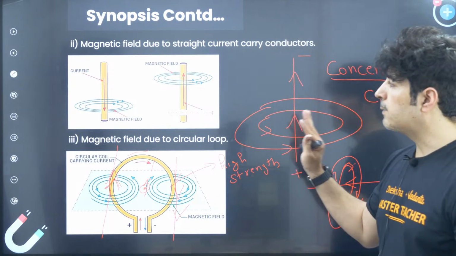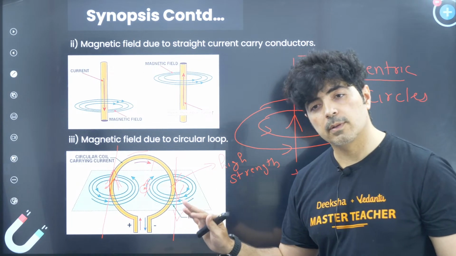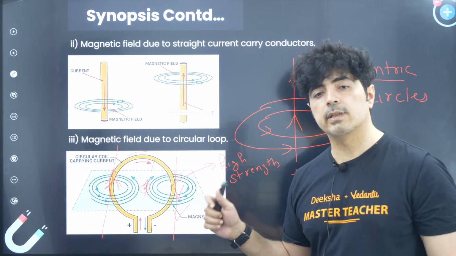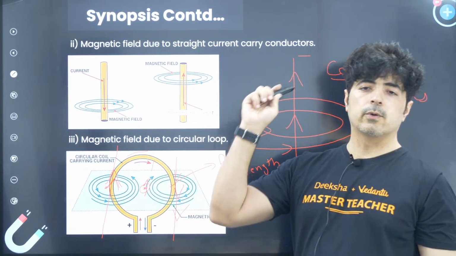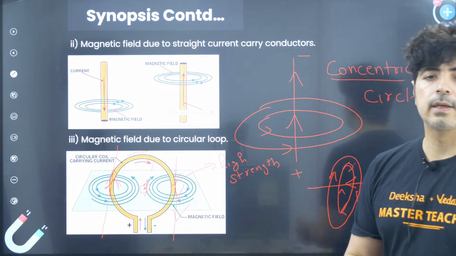I'm spending a lot of time here, guys, because I know where the problem lies. Where do people have a problem? This is a 3-dimension thing. So lines will be like this, coming out of the board, going inside the board, coming out of the board, going inside. This is how it's going to work out. All right, let's go with the next topic.